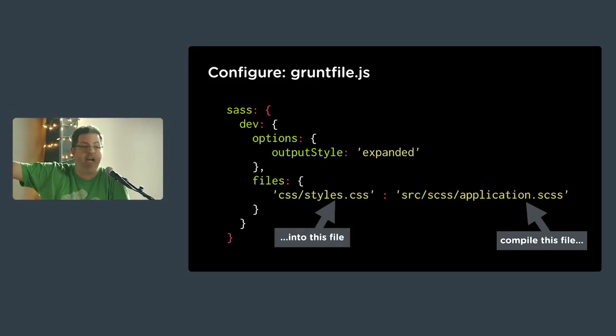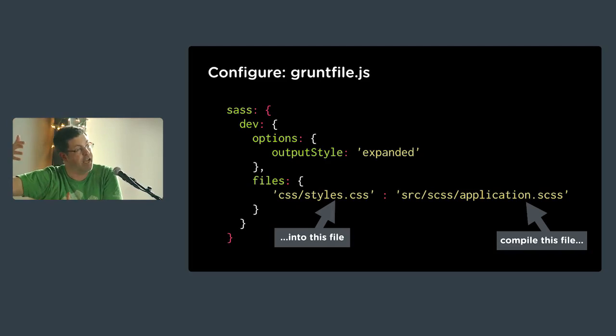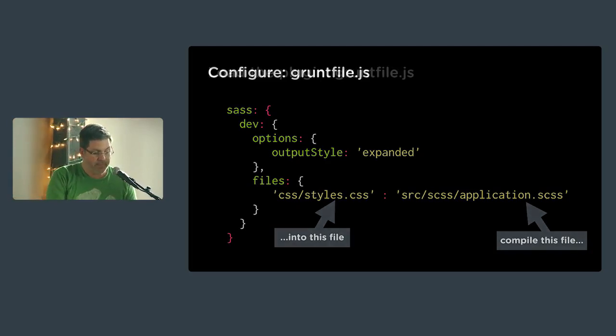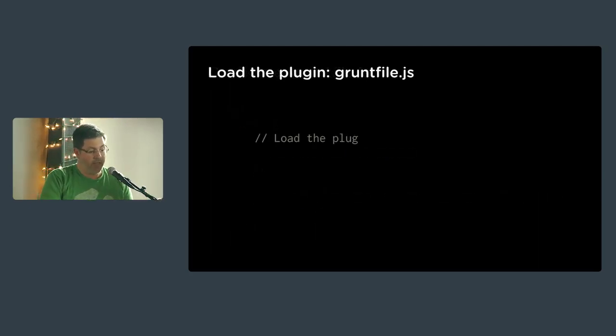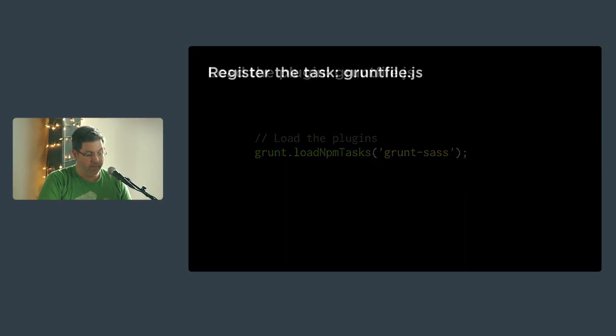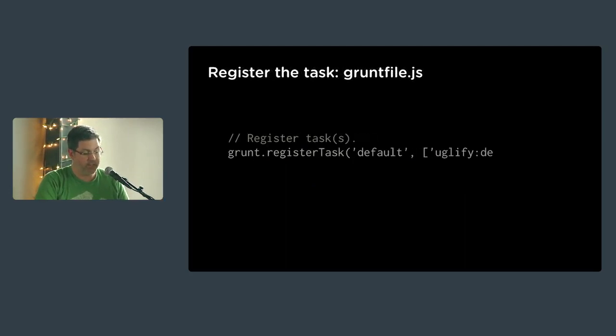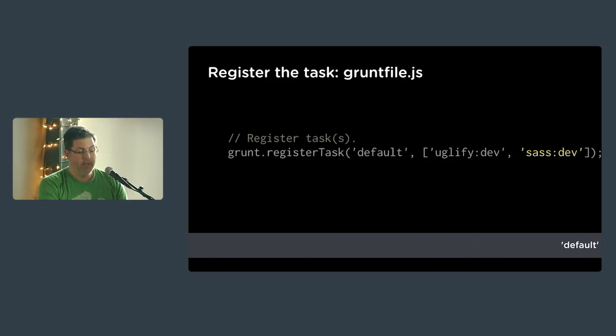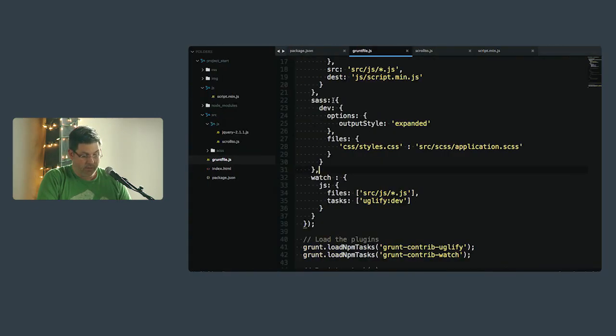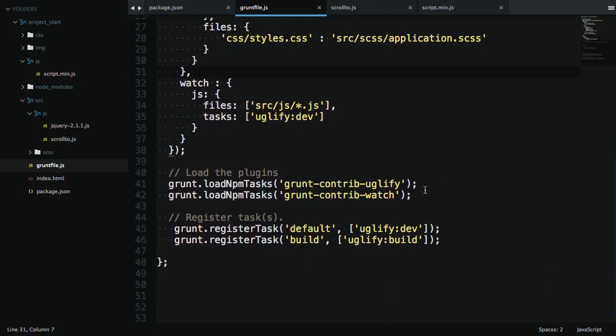The options there where it says output style, expanded means that it's not going to be minified, it's going to be expanded. I'll be able to see the CSS, I'll be able to identify any errors I might have made or look at the styling so I can correctly fix it in my Sass file. All right. Then we load the plugin in our Grunt file. That's the load npm tasks. And then we register the task. Let me do those two things.